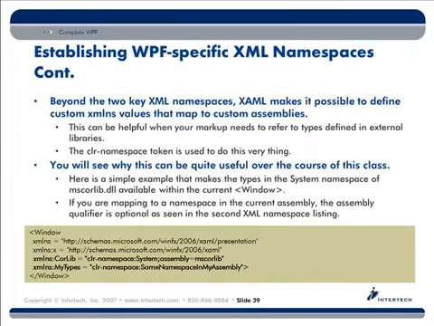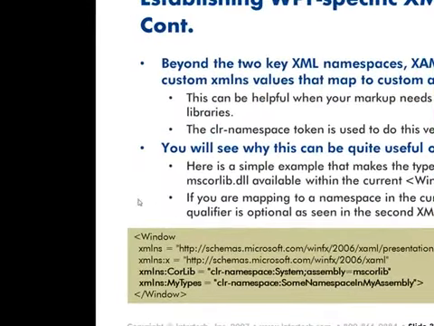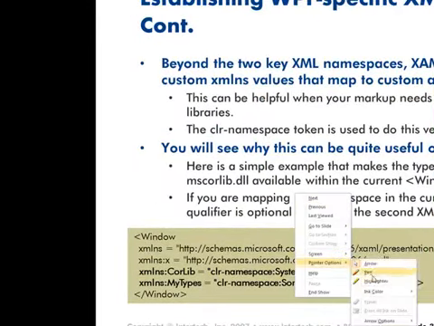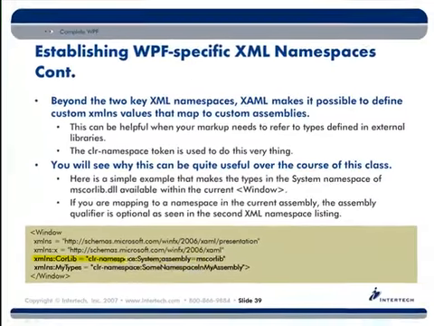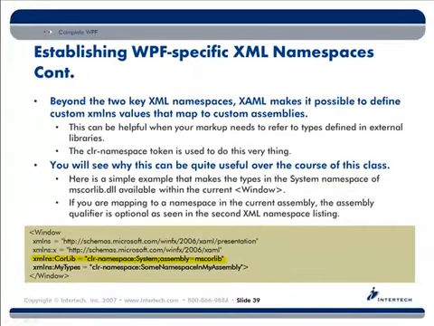Here's an example of where you might put together your own XML namespaces. Let's say, for example, you wanted to describe in markup something in the System namespace of mscorlib. Well, you can do that. You just have to build up a tag prefix. So check that out, right? You see that little clr-namespace? Okay, that's mandatory. That is a token that says, I'm trying to map to some namespace in an assembly which is not part of that default set I get from here.